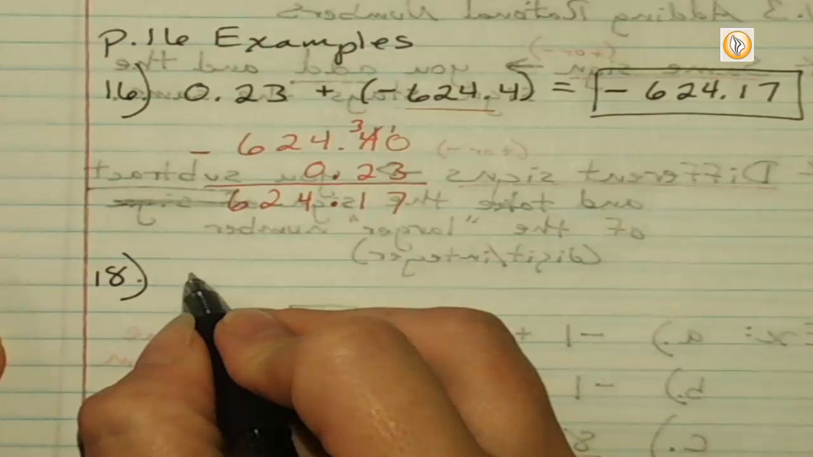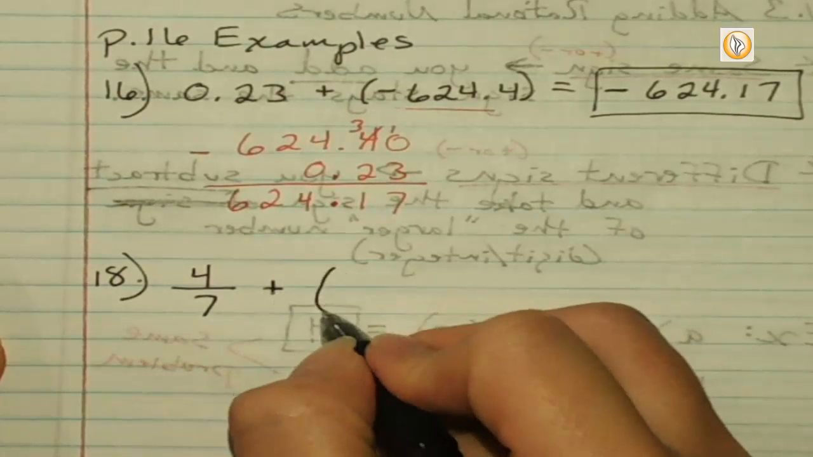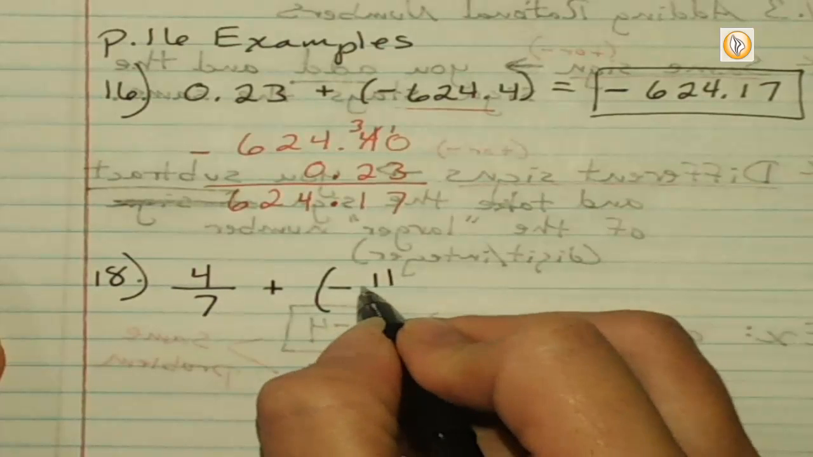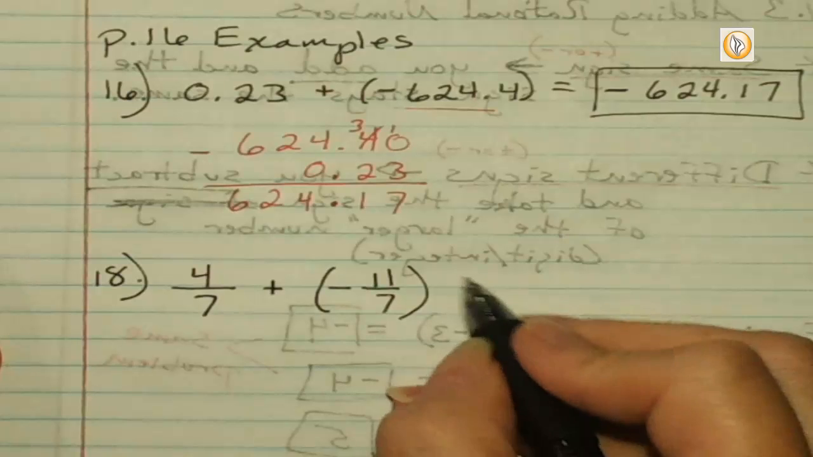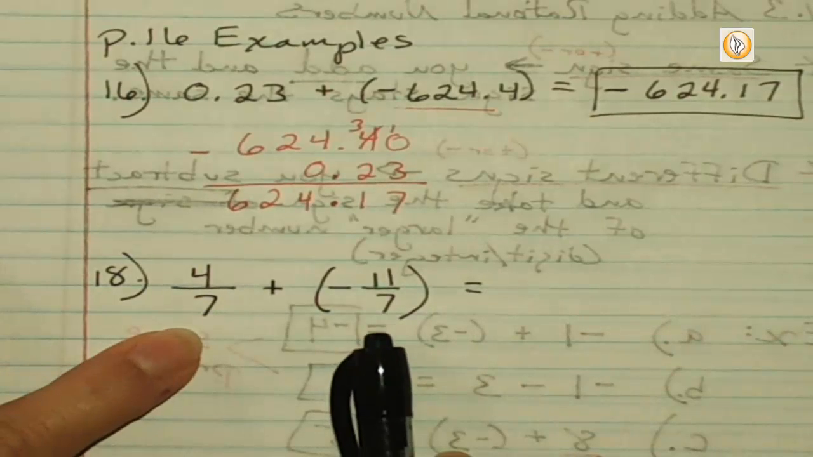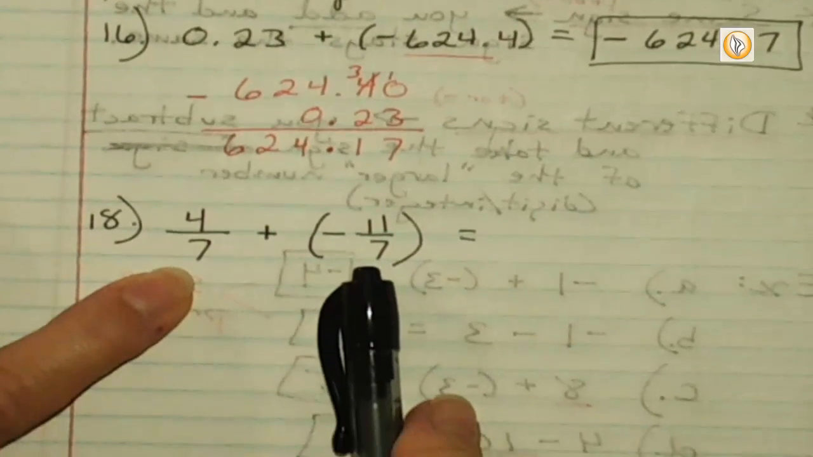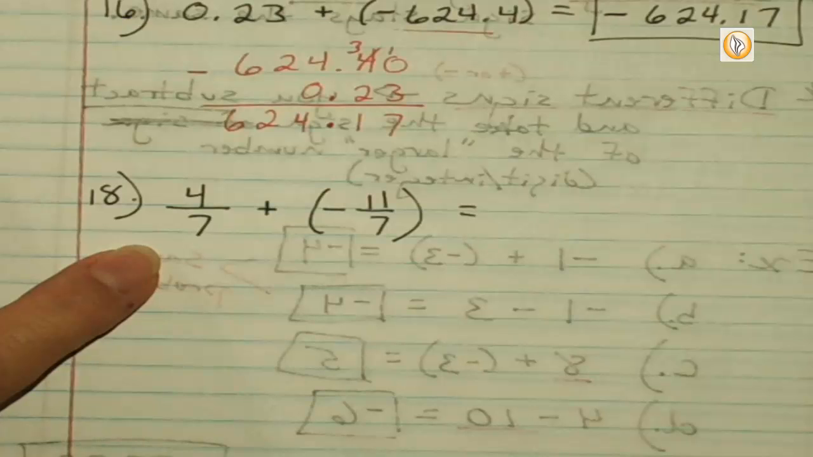Ooh, fractions. 4/7 plus negative 11 over 7. Now, luckily, the denominators are the same. This is a positive, this is a negative. So, Sophia, what are we doing? Adding or subtracting?